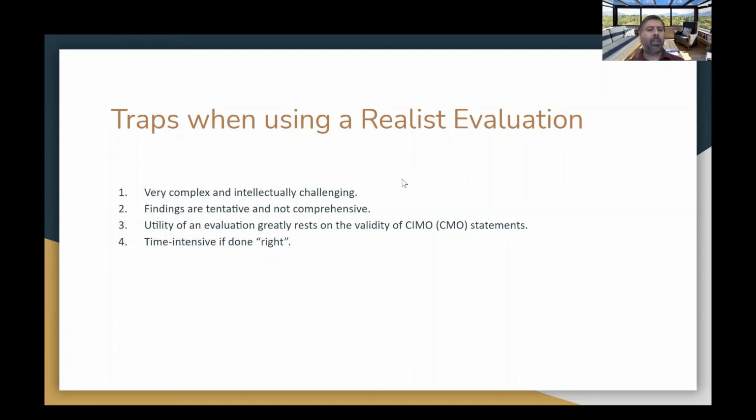And the last trap is that a realist evaluation is time sensitive if done right. If this process makes your brain hurt, then you're not alone. While a realist evaluation is not inherently more time intensive than other approaches, if you want to really get to the nitty gritty and find out the truth, then in practice, evaluators have to spend a lot of time on each of these steps in order to make the best informed decisions and provide relevant and useful findings.